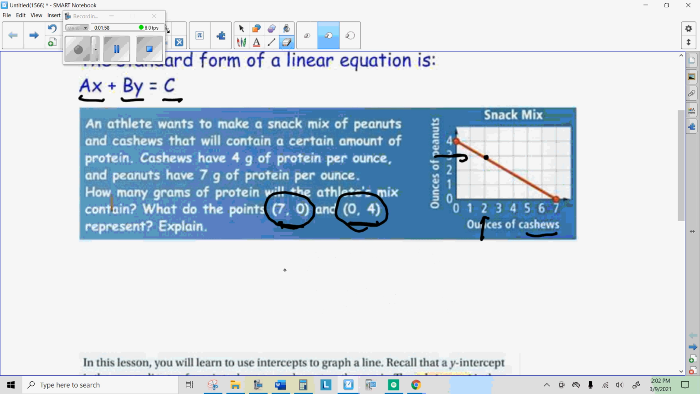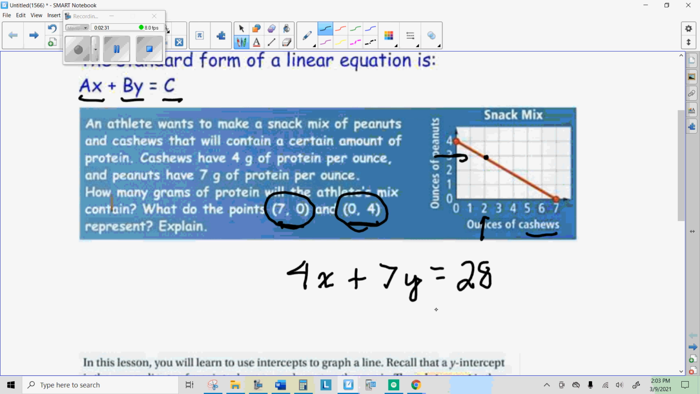Since x represents the ounces of cashews and each ounce of cashews has 4 grams of protein, we can just take 4x to get the grams of protein in those cashews. And since y is going to represent the ounces of peanuts and there are 7 grams of protein in each ounce of peanuts, we can take 7 times the number of ounces of peanuts to get the grams of protein in the peanuts. And we can see that no matter what, we're going to end up with 28 grams of protein. So this equation works really well to represent this problem.